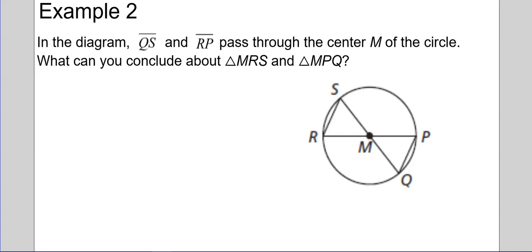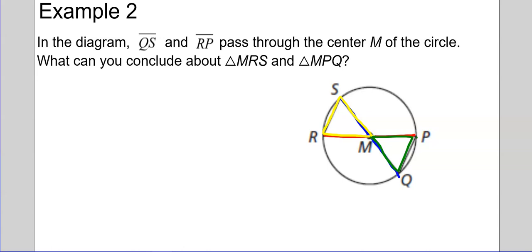All right, in the diagram, QS and RP pass through the center of the circle. So here's QS and here's RP. They pass through the center. What can you conclude about triangle MRS and triangle MPQ?